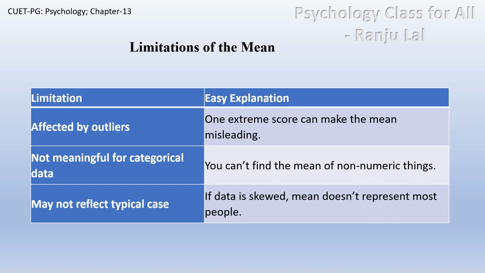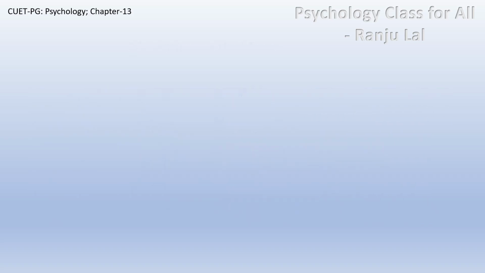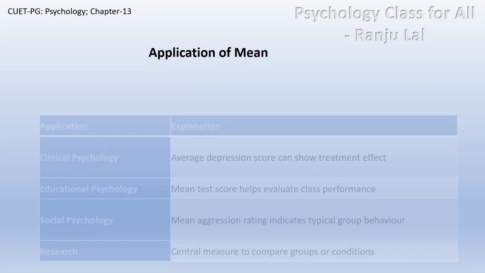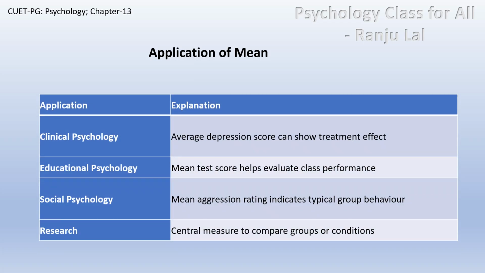Though this tool has got some limitations, still, mean is useful in psychology as it has got different applications in different areas of psychology, such as in clinical psychology, average depression score can show treatment effect. In educational psychology, mean test score helps evaluating class performance. In social psychology, mean aggression rating indicates typical group behavior, and in research, it is a central measure to compare groups or conditions. Like the other fields of psychology, mean has got the same application respectively.